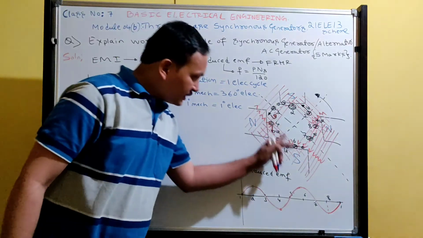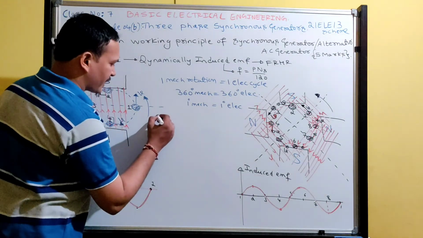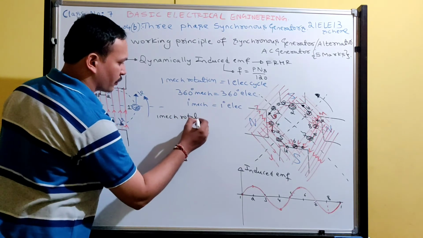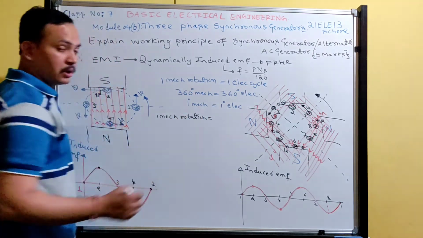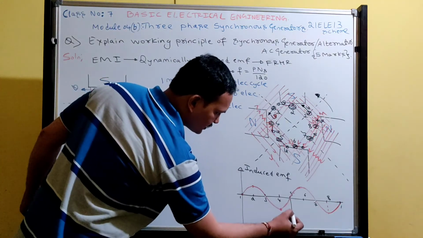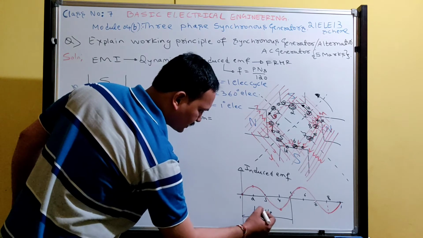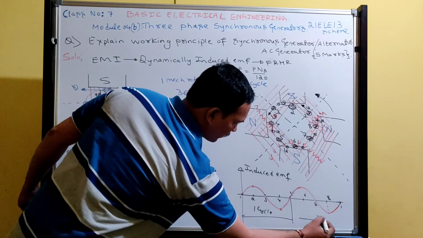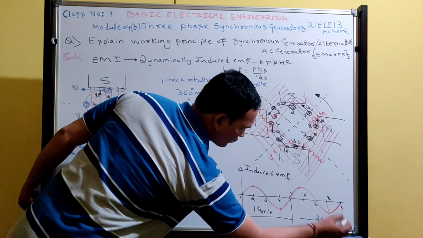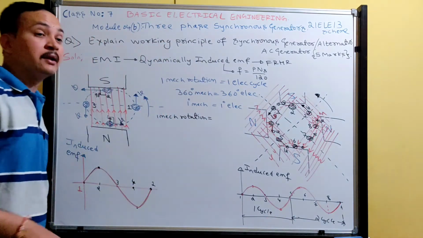See now, in this concept, in this 4-pole alternator, one mechanical rotation is equal to how many cycles? How many cycles did you get? See, this is one cycle. Okay, this is one cycle and this is another cycle. Okay, 2 cycles. Totally we got 2 electrical cycles.